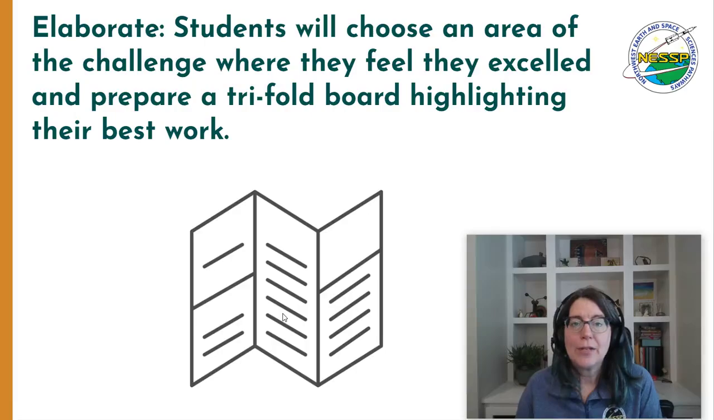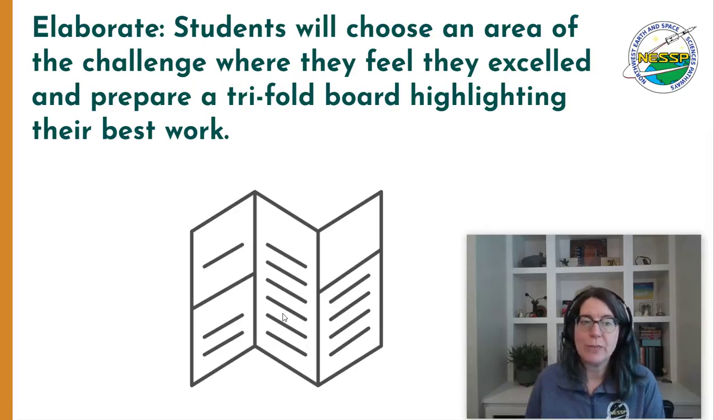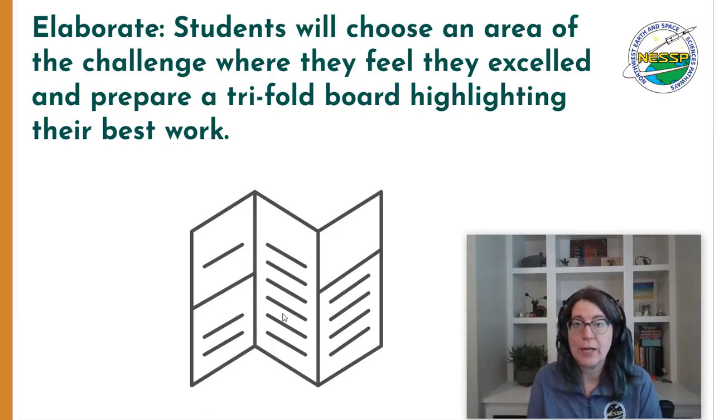For Elaborate, students will choose an area of the challenge where they feel that their team really excelled and prepare a trifold board highlighting their best work. We really want to give students an opportunity to choose what they think they did well at, rather than requiring them to present on everything they may not have finished or felt super successful at, all the mission objectives. We want to give them an opportunity to highlight their best work. More on this when we talk about the Extend.